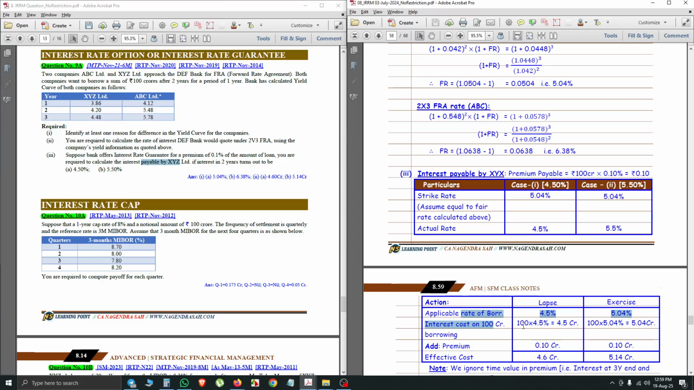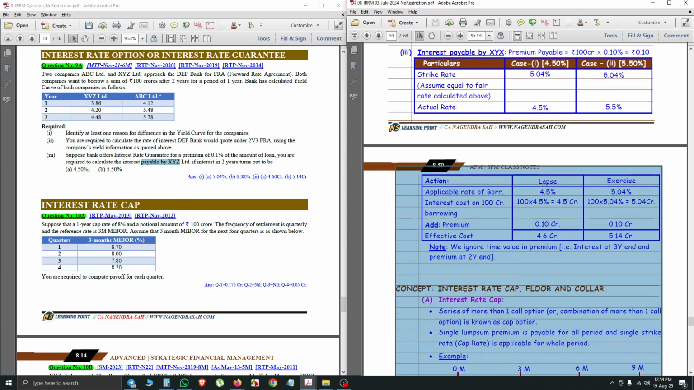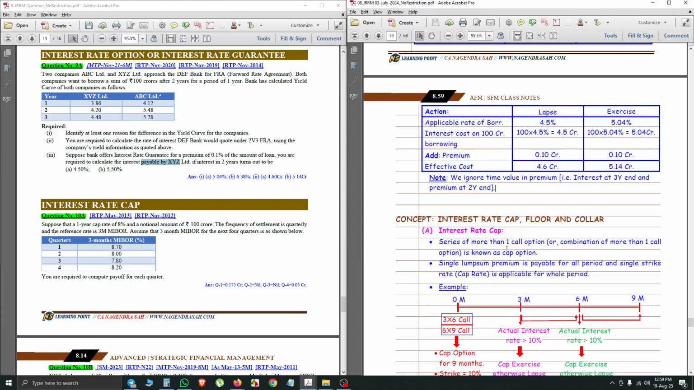Applicable rate of borrowing is 100 into 4.5 and here 5.04 borrowing. Premium of this will be paid. Effective cost is 4.6%. We ignore time value.